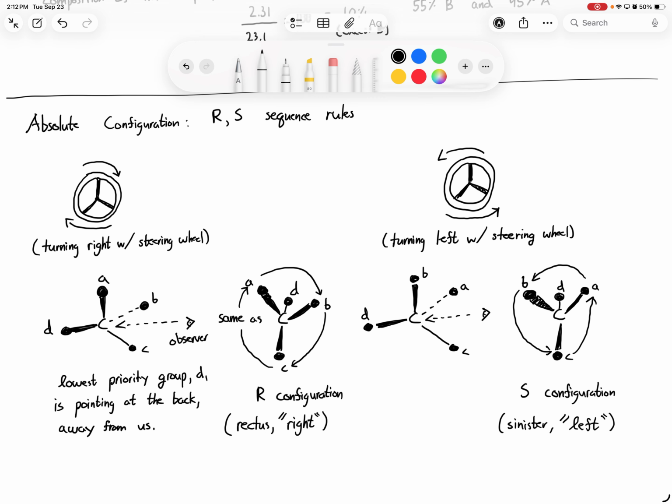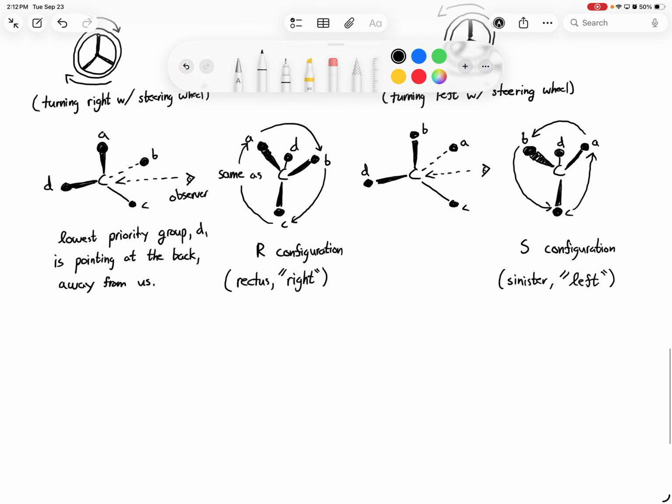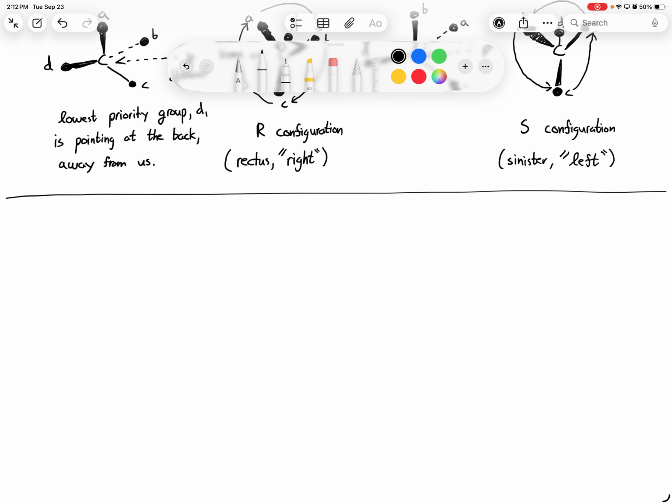If it goes from A, B to C, A is the highest priority. C is the third lowest priority. You're going to get an R enantiomer. If it goes counterclockwise, opposite direction, A, B to C, it's going to be S. Okay? Now let's talk about how you determine the priorities here. There's some rules we'll go over, and we'll be able to get to some examples today. Hopefully. All right. So now let's talk about sequence rules.